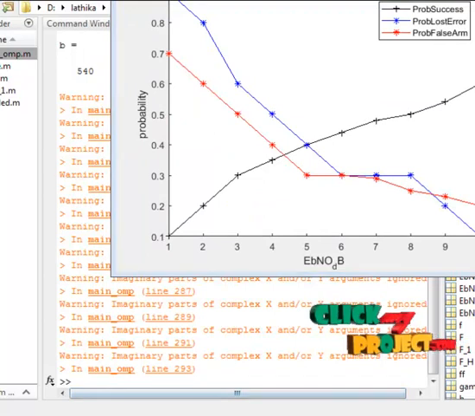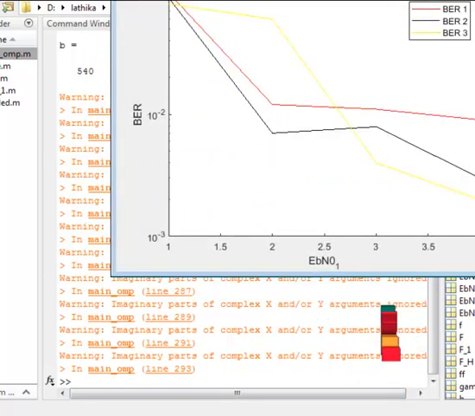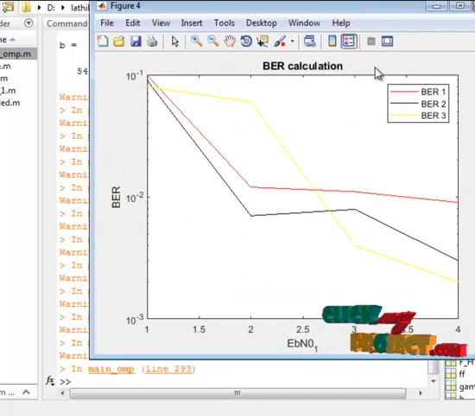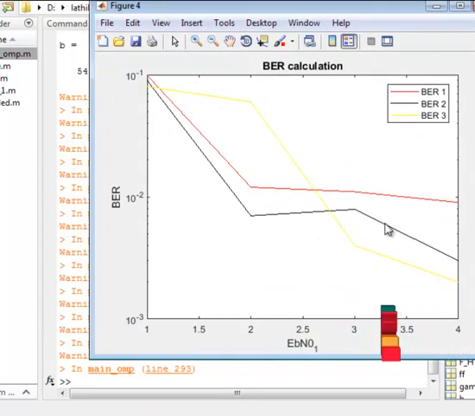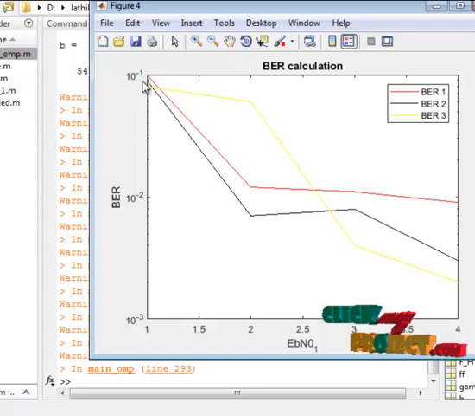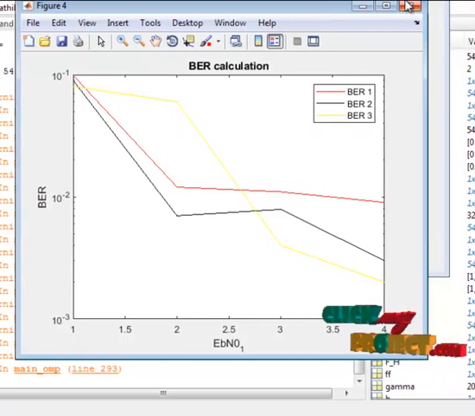Then the fourth graph is the BER calculation. The BER is calculated for 3 different speeds, which are 90, 120 and 150. That is, the BER is decreasing in order. The graph is plotted between BER and Eb/N0. 3 BERs are calculated with respect to speed.